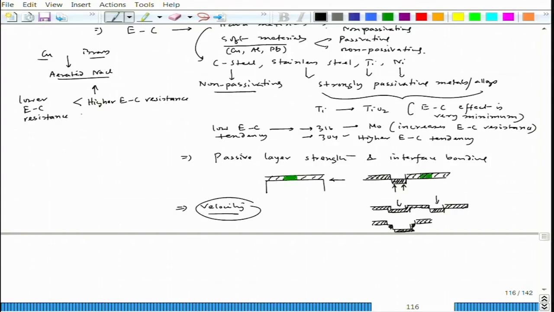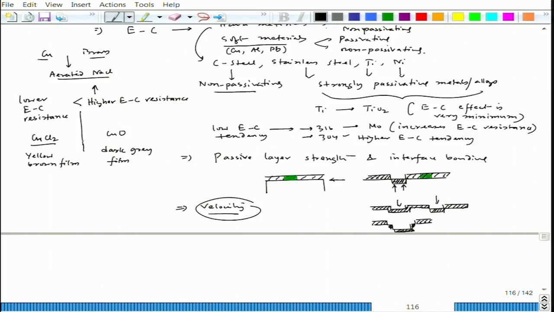Interestingly, it relates to the passive layer or the oxide layer that forms due to the reaction with the medium. Now, here we have CuCl2, which is a kind of dark yellow, black yellow brown film, and here we have CO, which is a dark gray film.